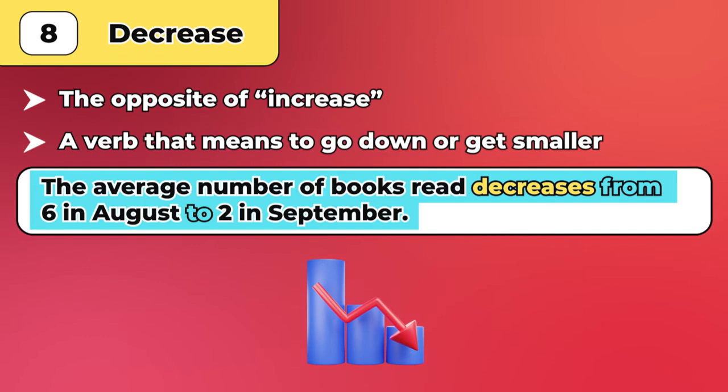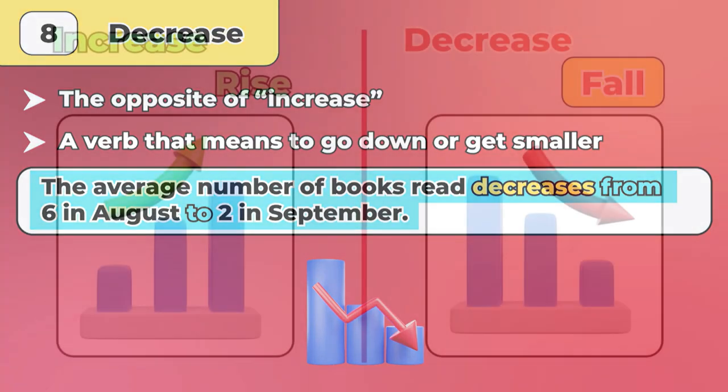Word number 8 is decrease. This is the opposite of increase. This means to go down or get smaller. For example, the average number of books read decreases from 6 in August to 2 in September.